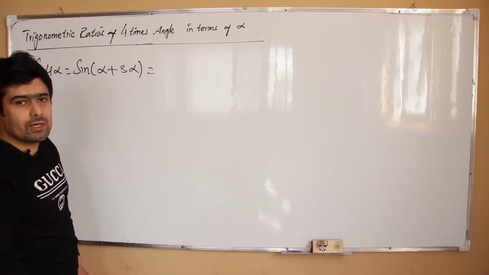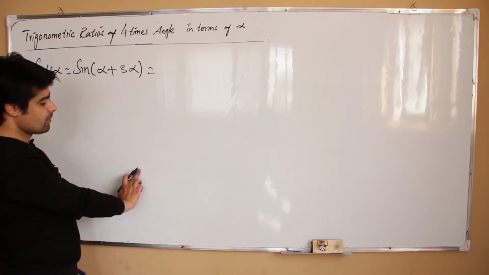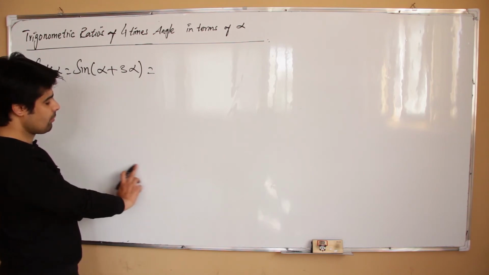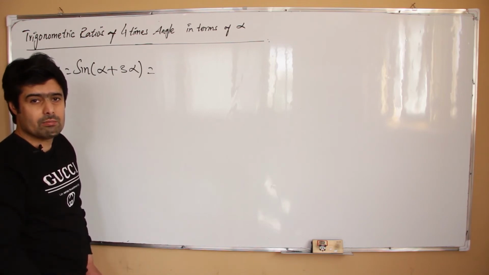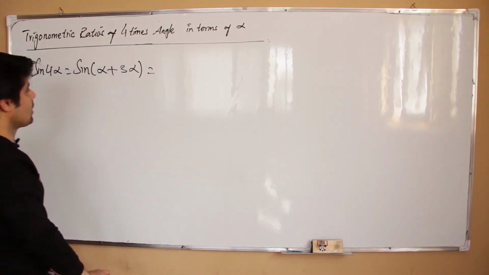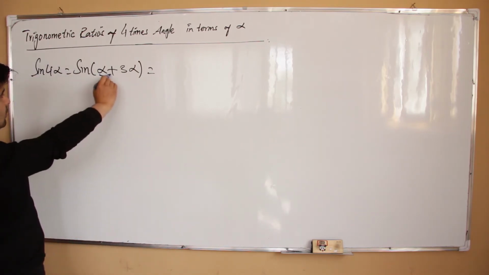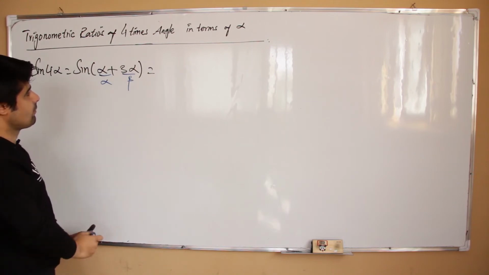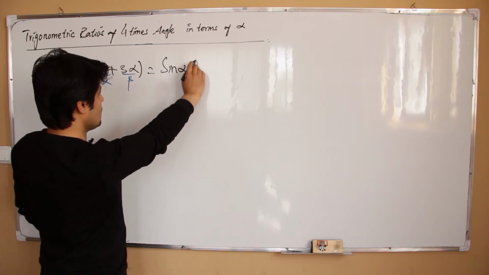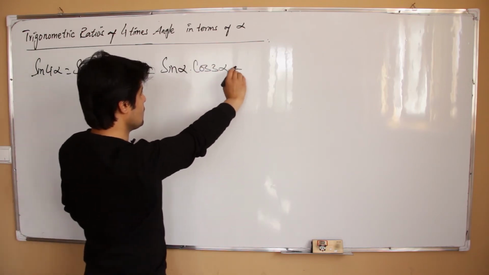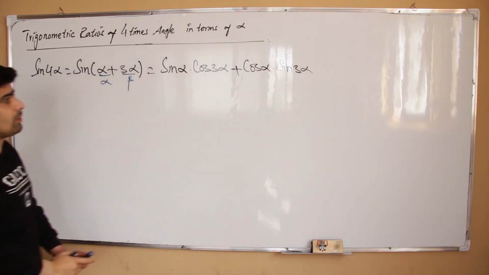2 alpha is defined by the help of 1 alpha. 3 alpha is defined by help of 2 alpha. Now 4 alpha can be defined by help of 3 alpha. 5 alpha can be defined by help of 4 alpha. What do I mean? Sine of alpha plus 3 alpha. So our first is alpha and this one is beta. Sine of alpha plus beta. What's the formula? Sine alpha cosine beta, which is 3 alpha, plus cosine alpha sine beta, which is 3 alpha.